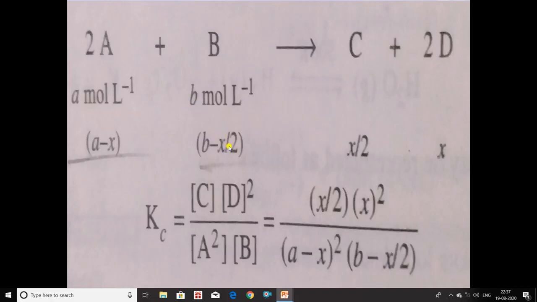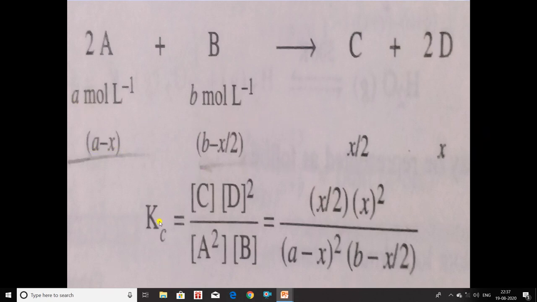Okay, so it depends on the number of moles. For 2 moles we considered the concentration X, and for 1 mole X by 2. So here we will subtract according to the number of moles. So here B minus X by 2 and here A minus X. Now this is the concentration at equilibrium point.